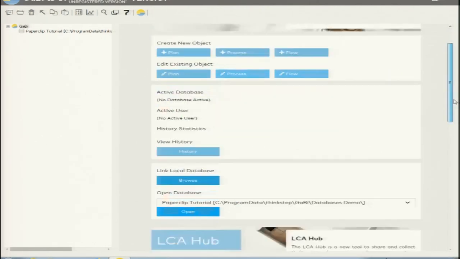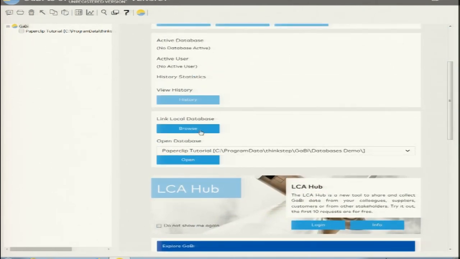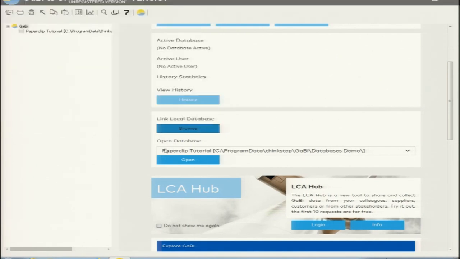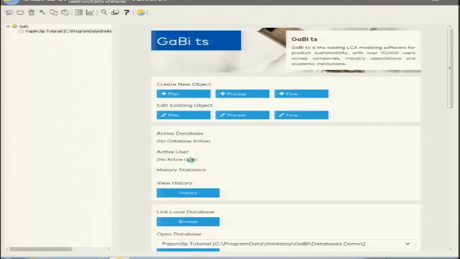We can go here and browse for the database. Since this version does not have very large databases in it, we can just use this tutorial database that we can open. If we open the database, you will see it is opening, or we can even double click here, paperclip tutorial, and the database will be opened.